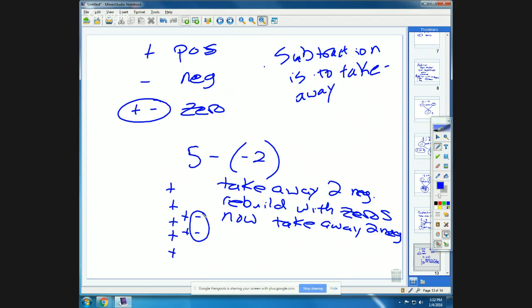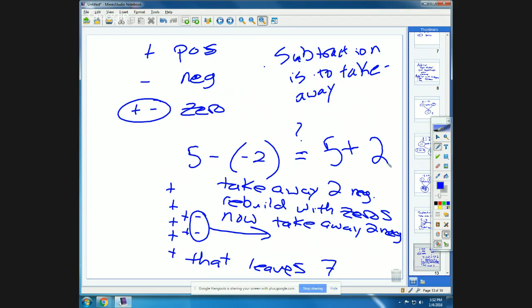So these 2 go away. What does that leave? That leaves 7. Now, Christian mentioned the idea of adding the opposite. Right? So I think you were saying rewrite this as 5 plus the opposite of negative 2. What's the opposite of negative 2? Positive 2, which also leaves 7.